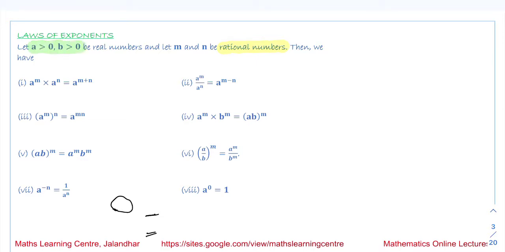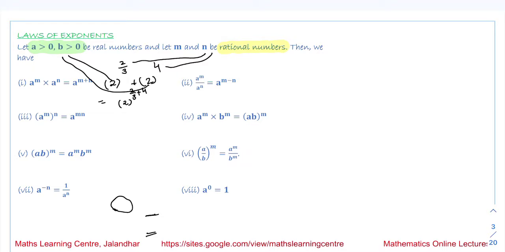So what this property says: if we have 2 raised to the power 2 by 3 into 2 raised to the power 4, where a and b are real numbers and these two powers are rational numbers, then the answer is 2 raised to the power 2 by 3 plus 4. So the powers get added up.